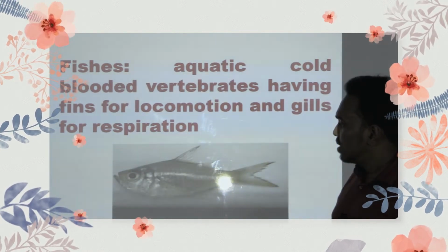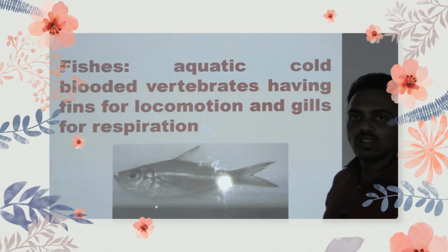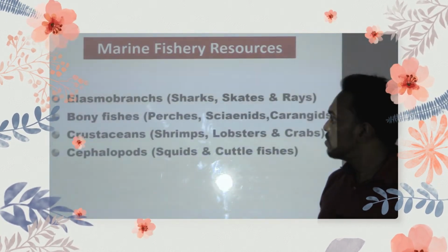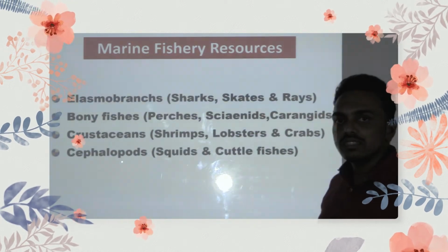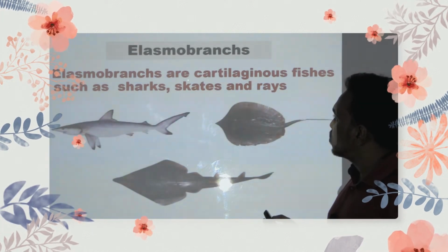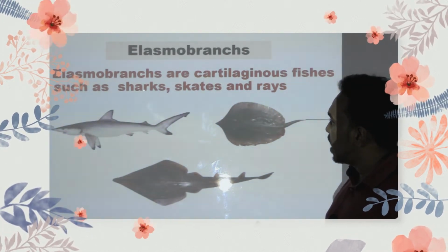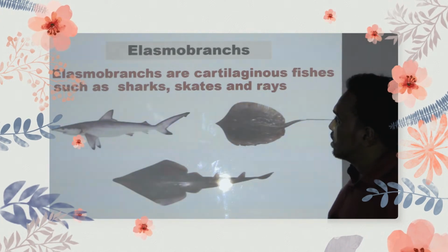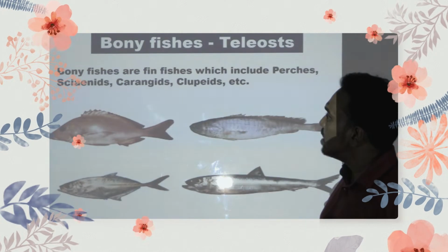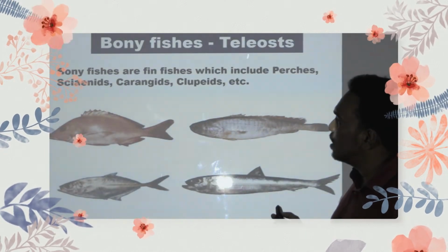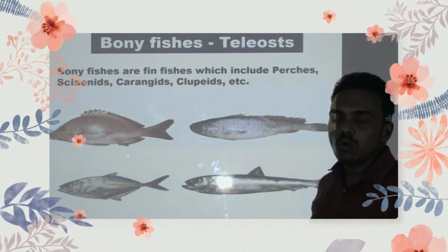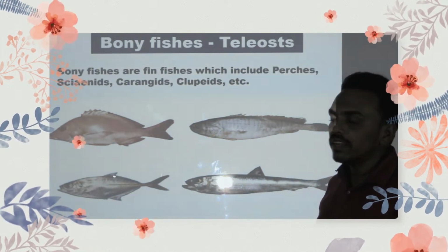In this picture, this is an example, which is called a glassy perchlet. The marine fishery resources comprise elasmobranchs, bony fishes, crustaceans and cephalopods. Elasmobranchs are also called the cartilaginous fishes, with examples of sharks, skates and rays. They have a cartilaginous endoskeleton. On the other hand, the bony fishes are also called teleosts. They possess a calcareous, which means bony, endoskeleton.